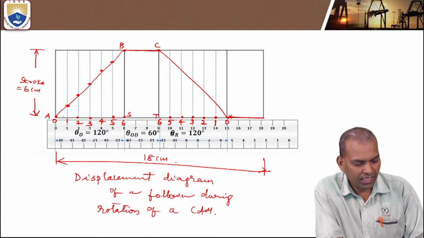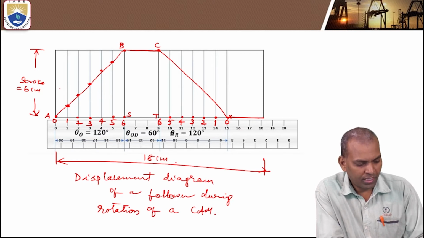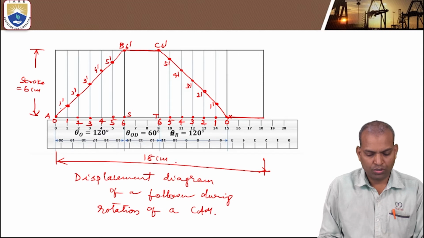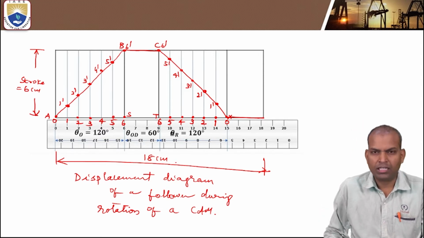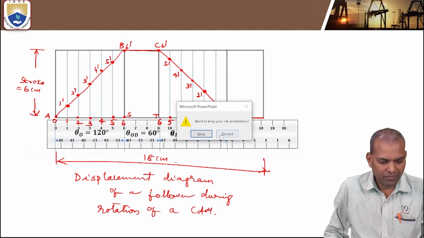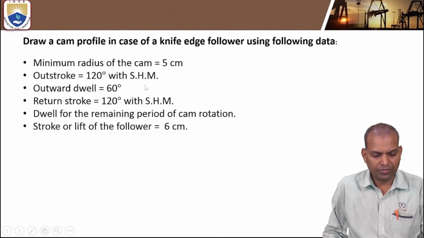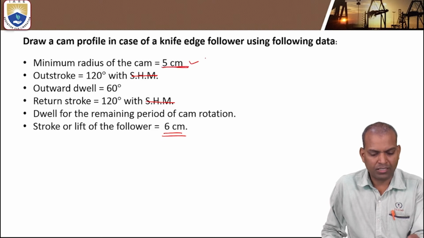After this, the vertical line intersects the inclined line. You mark it as point A, or you can mark it as 1 dash, 2 dash, 3 dash, 4 dash, 5 dash and 6 dash. Similarly, it is 6 dash, 5 dash, 4 dash, 3 dash, 2 dash, 1 dash and 0. So these are the points. Now what to do? We have to draw a circle having the basic radius. That radius was given here. What is the radius of the cam? It is 5 centimeters.